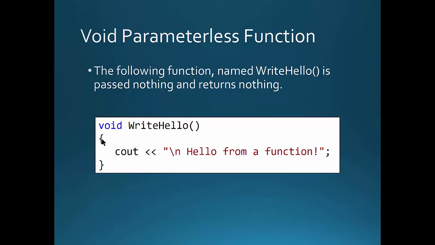And then following the function, we have a block of code. So the idea is that when we call this function, write hello, it will do what's in the block of code. And in this case, all it does is output some information to the screen.